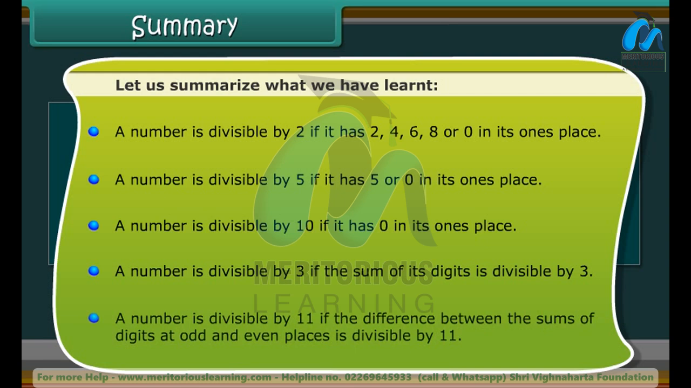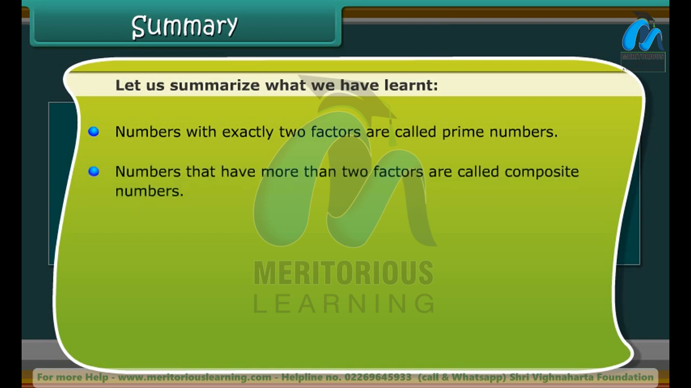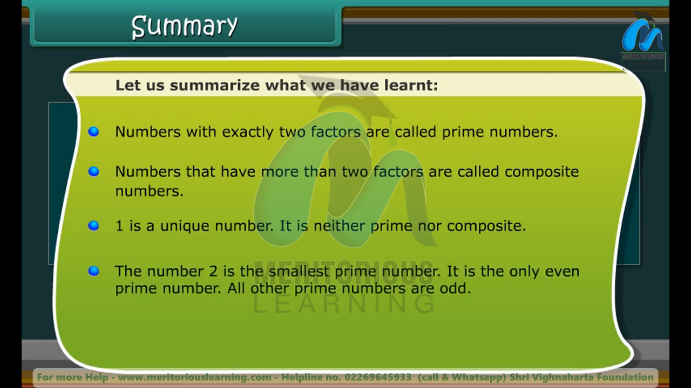Numbers with exactly two factors are called prime numbers. Numbers that have more than two factors are called composite numbers. 1 is a unique number. It is neither prime nor composite. The number 2 is the smallest prime number. It is the only even prime number. All other prime numbers are odd.